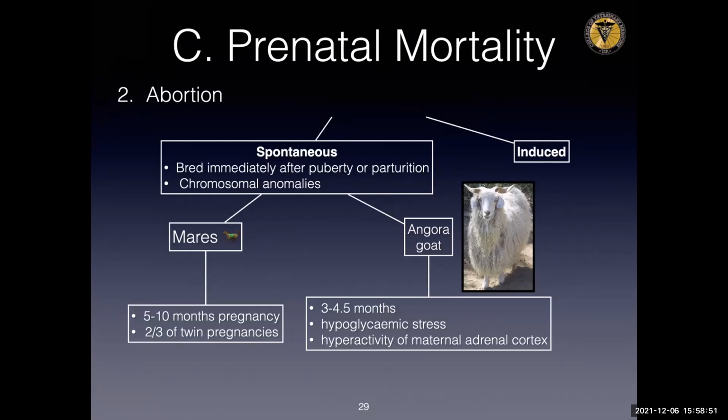Okay. And for the mares, 2/3 of the twin pregnancies are not successful. So if we detect any twin pregnancy, we will kill one twin, the smaller twin. Okay, we will sacrifice that, so the pregnancy will continue. Okay, and for Angora goats, they are prone to hypoglycemic stress. So if it happens, the body will decide to terminate the pregnancy.